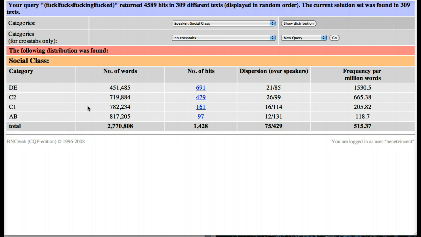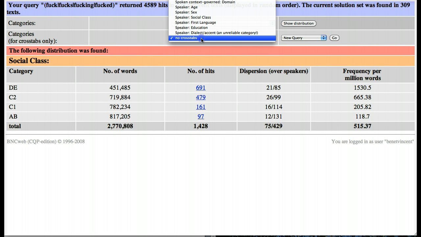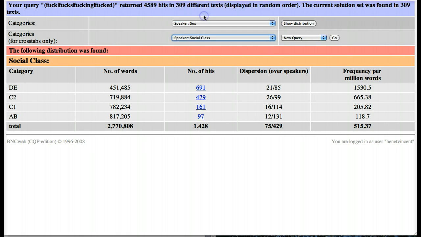Now, of course, these are just simple searches. As it says in the unit, these variables may interact in ways we can't predict. So let's have a look at whether putting the two together will change the patterns. First of all, we'll look at sex. We can compare them using the distribution tool. You'll notice there's two drop down boxes here. So we've got speaker sex, and we're going to compare it with social class.